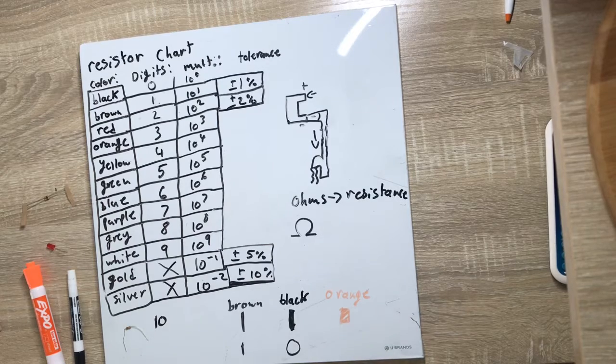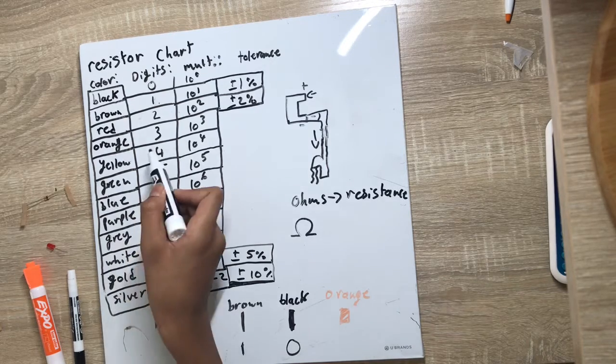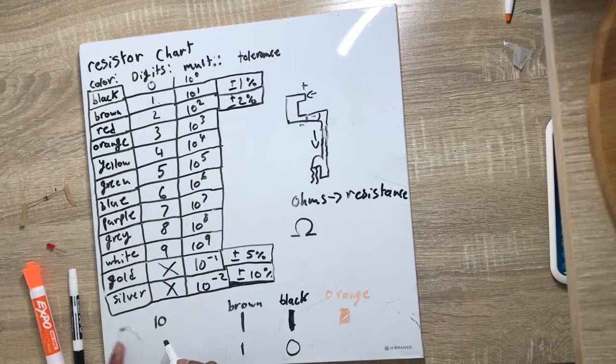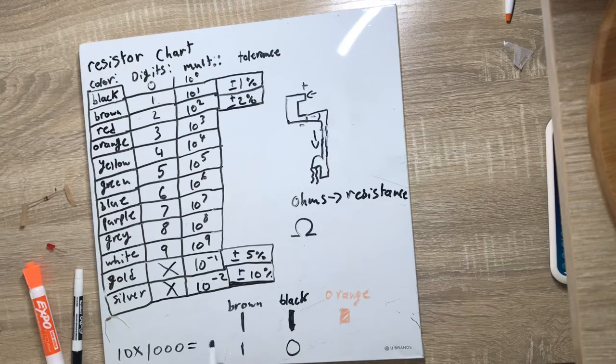And then our third stripe tells us the multiplier. It tells us how much we have to multiply the first value to get our ohm value. So orange here is the multiplier of 10 to the power of 3. 10 to the power of 3 is 10 with 3 zeros. So that would be 10 times 10 times 10, which is 1,000. Okay, so we multiply 10 and 1,000, and we would get 10,000, right? So 10,000 is our ohm value.